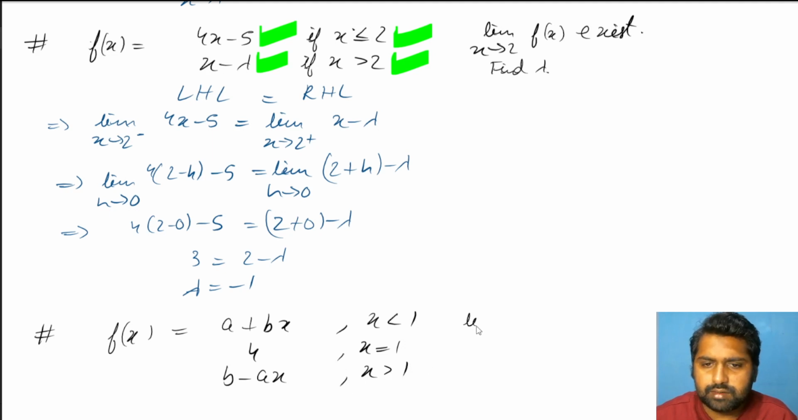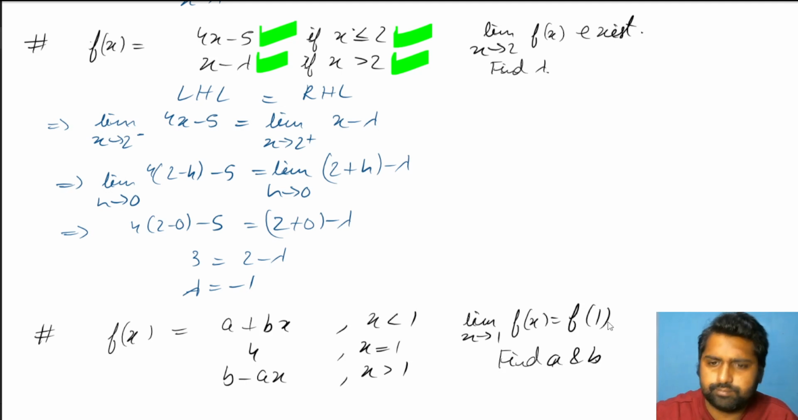It is saying limit x tends to 1 of f(x) is f of 1. Find a and b.